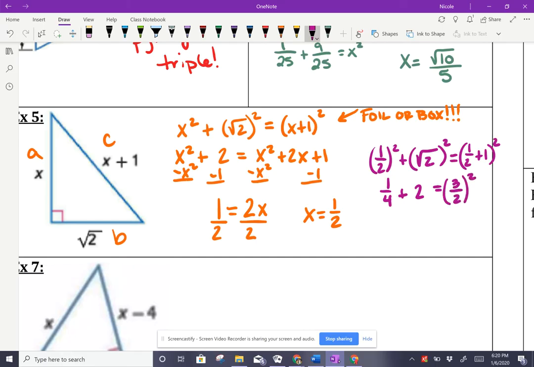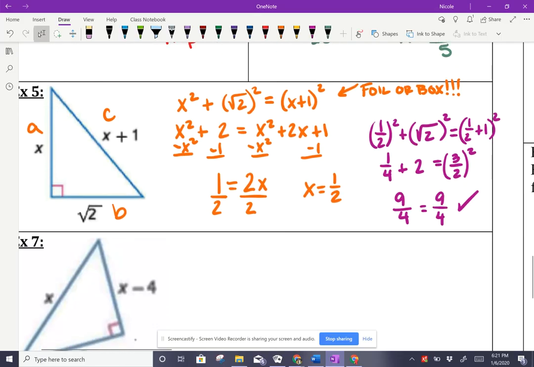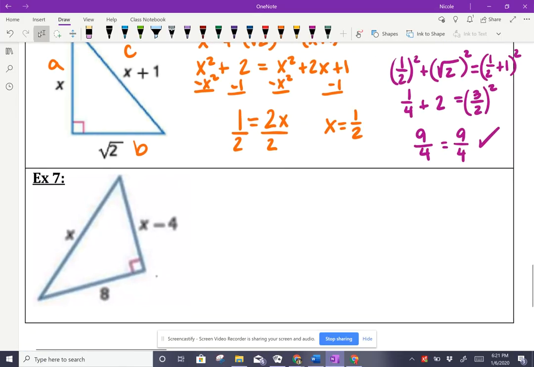I can combine the left-hand side as well, and so that gives me 9/4. And when I square the other side, 9/4. So it works. Yay! So even if it comes out to kind of a weird looking number like a fraction, it's okay. It's probably just fine, but you can plug it back in and double check yourself. Let's look at one more example with variables in it, and then we'll go to some other ideas.